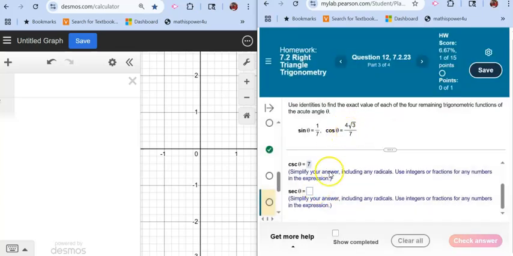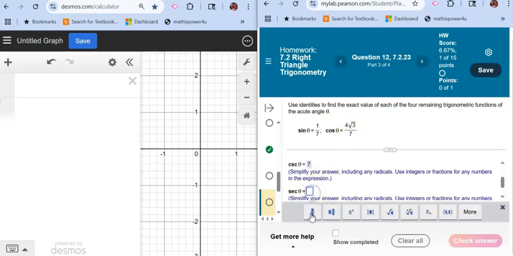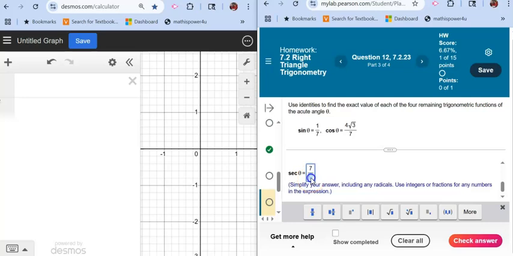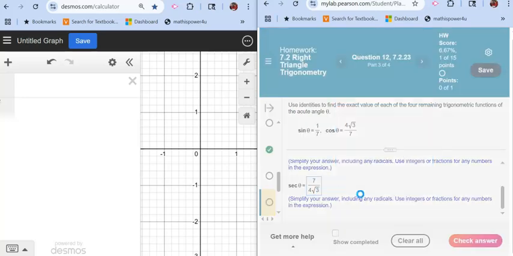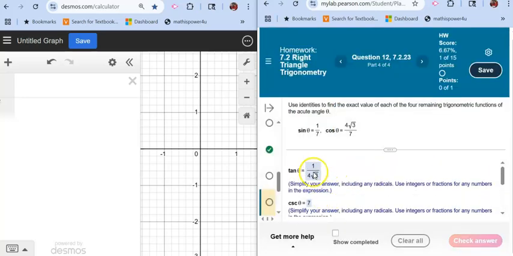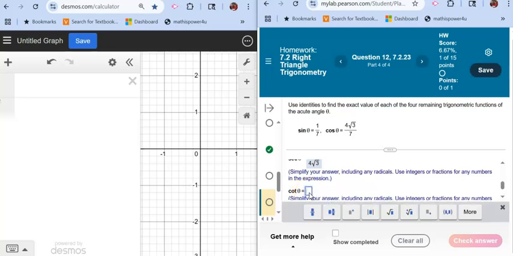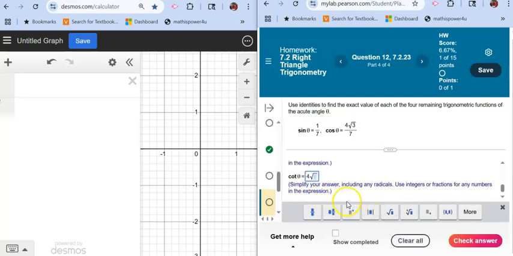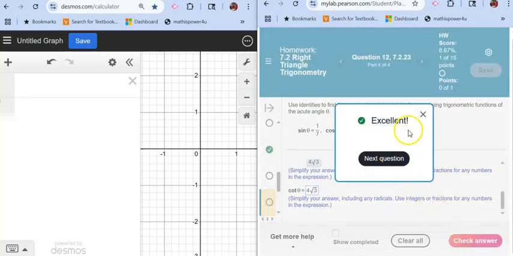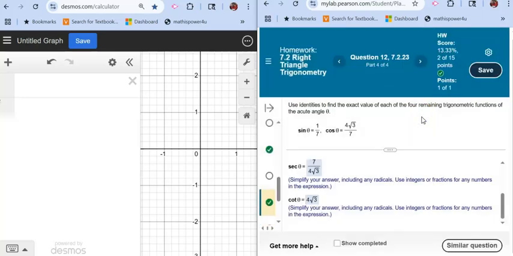Secant is the reciprocal of cosine, so the 7 is going to go on the top, and the 4 square root of 3 down on the bottom. So 7 up top, 4, click the little square root button right here, square root of 3 on the bottom. And then finally, cotangent is the reciprocal of tangent. Again, the 1 is going on the bottom, so I don't need to write that. So this is just the denominator, the 4 square root of 3. So 4, click that square root button, put a 3 in there, and you are done. There's how we can find tangent, cosecant, secant, and cotangent when we're given sine and cosine.